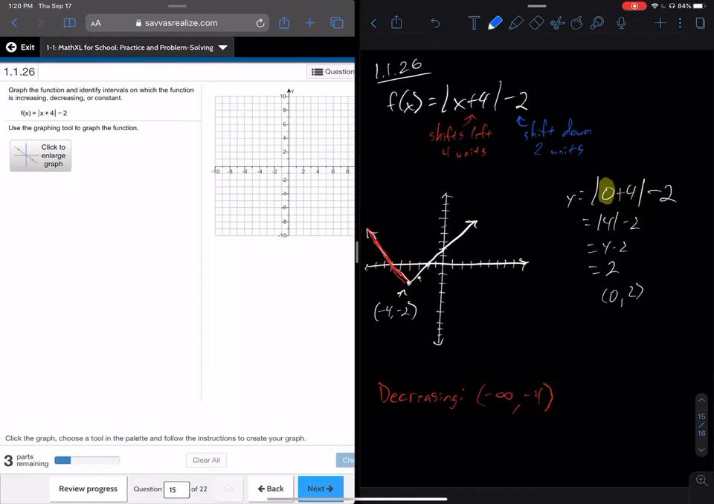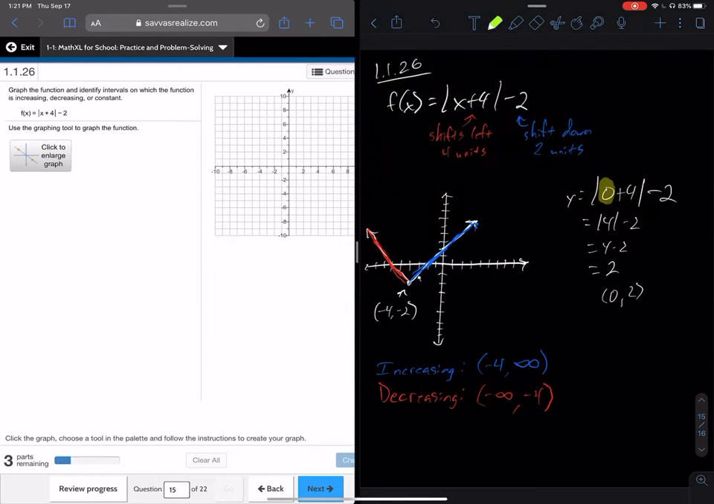Now, what about increasing? All right, the right half of my graph is going up. It's increasing left to right. So it's increasing from that point -4, again, parentheses, to my x value, it's just going to keep going right. So that would be to positive infinity.